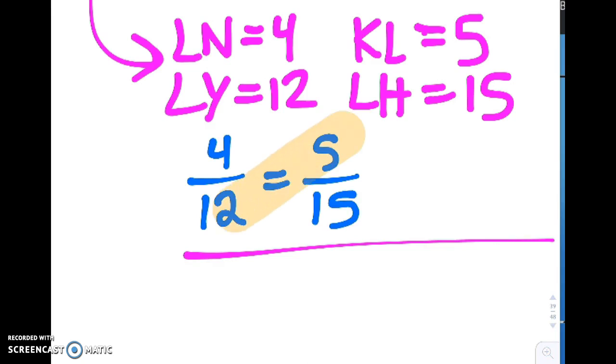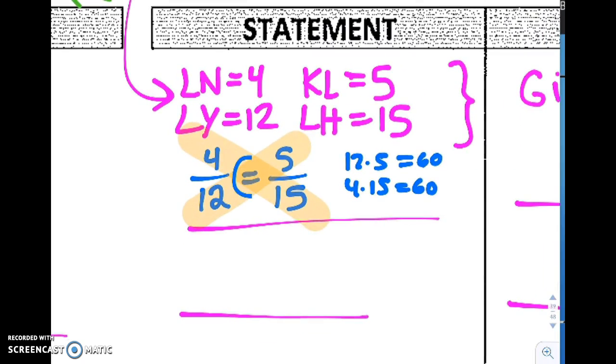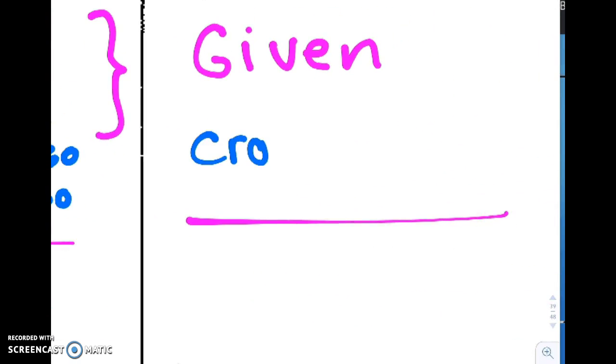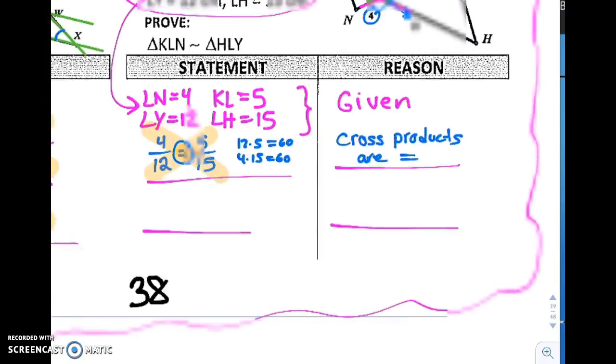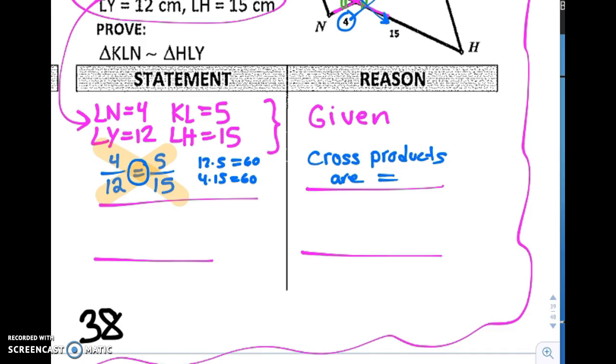Now if you do the cross product there to make sure, 12 times 5 is 60, and 4 times 15 is 60. So that does prove that these fractions are equal. And the reason is cross products are equal. So because we have a fraction equal to a fraction, that takes care of 2 corresponding sides that are in proportion.